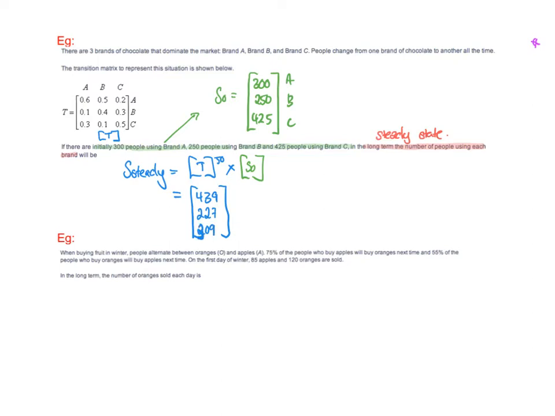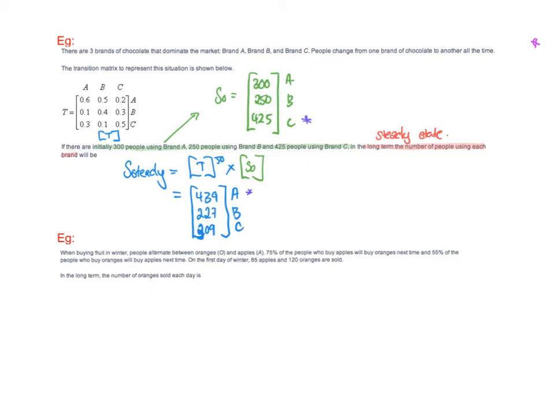All right, so we found that this is our steady state. So this is actually A, B, and C. In the long term, there will be 439 people choosing brand A, 227 for brand B, and 309 for brand C. If you have a look, in the beginning, C was the most popular, but in the long term, A ends up the winner. Most people bought C to begin with, but in the end, everyone starts liking A.